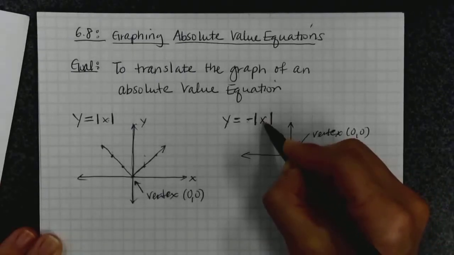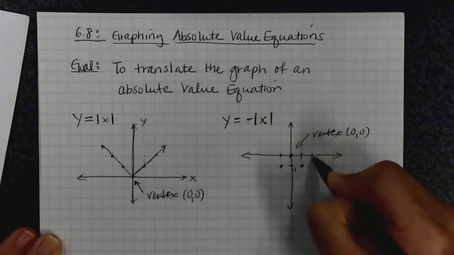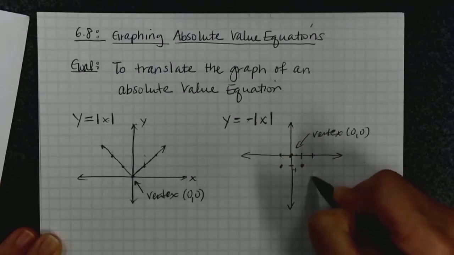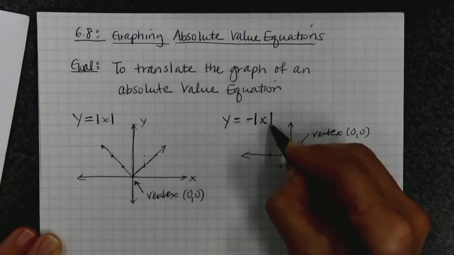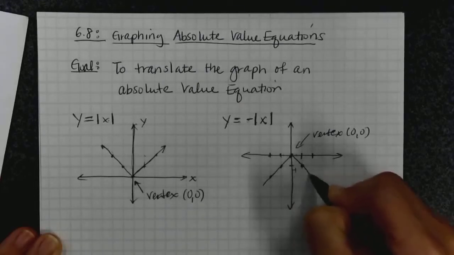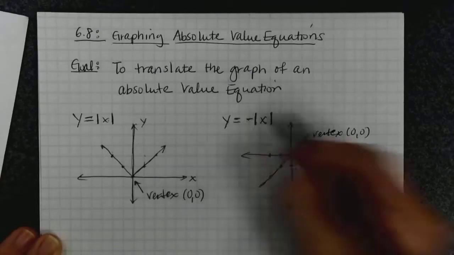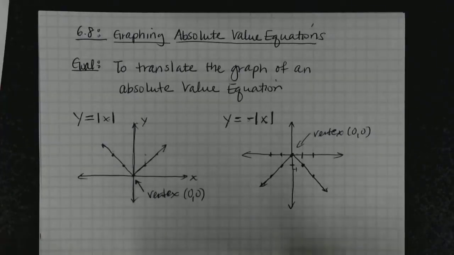And then when I plug in negative 1, absolute value of negative 1 is 1, and then you put the negative in front of that as well, so it's still negative 1. And same thing is true for 2. 2, absolute value is 2, and you put the negative in front of it, it'll be negative 2. And same thing for negative 2: absolute value of negative 2 is 2, you put a negative in front of it, it'll be negative 2 also. So when you see a negative on the outside of the absolute value, it will give you an upside down V.